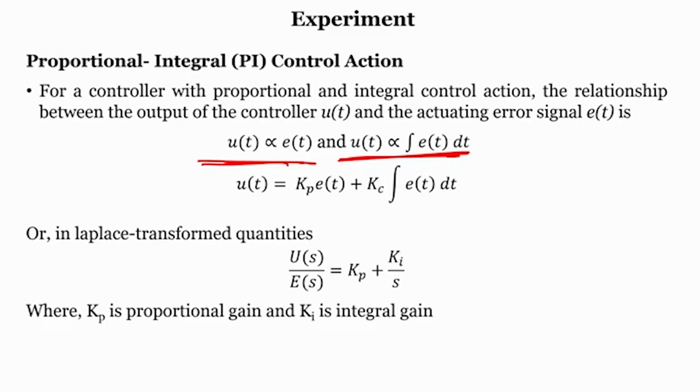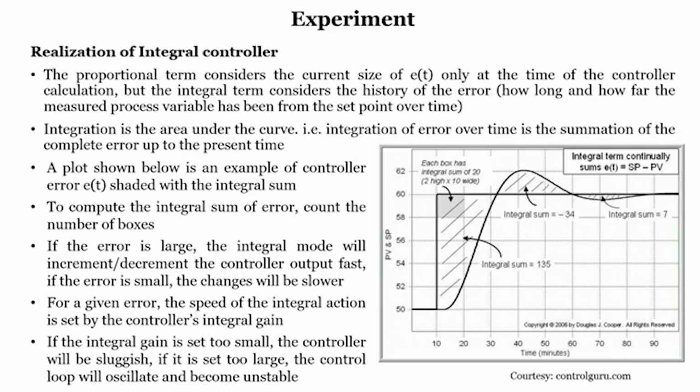Now, if you put this in the form of Laplace quantities, then we can see that U(s) by E(s) equals Kp plus Ki by s, where Kp is the proportional gain and Ki is our integral gain. So, if you have a proportional integral controller, you can write the equations like this. Now, for realization of the integral controller, the proportional term considers the current size of e(t) only at the time of controller calculation, but the integral considers the history of the error. That is why the proportional integral controller is better than just a proportional controller, and there are other controllers called proportional integral derivative, which is the PID controller, which are even better than the PI controller.